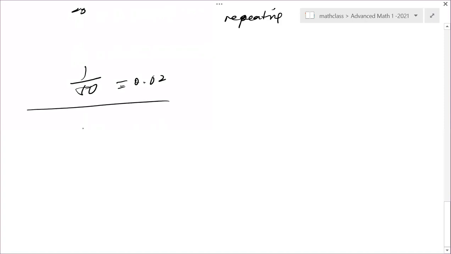Now, we already learned the notation called the square root, a number.